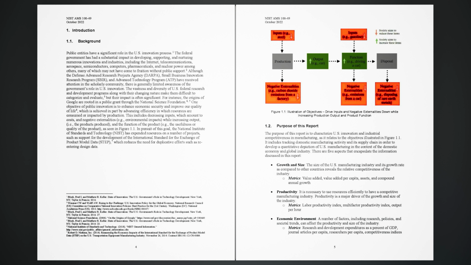One objective of public innovation is to enhance economic security and improve our quality of life, which is achieved in part by advancing efficiency in which resources are consumed or impacted by production. This includes decreasing inputs, which amount to costs, and negative externalities, for example, environmental impacts, while increasing output, that is, the products produced, and the function of the product, for example, the usefulness or quality of the product, as seen in Figure 1.1. In pursuit of this goal, the National Institute of Standards and Technology, NIST, has expended resources on a number of projects, such as support for the development of the International Standard for the Exchange of Product Model Data, STEP, which reduces the need for duplicative efforts such as re-entering design data.